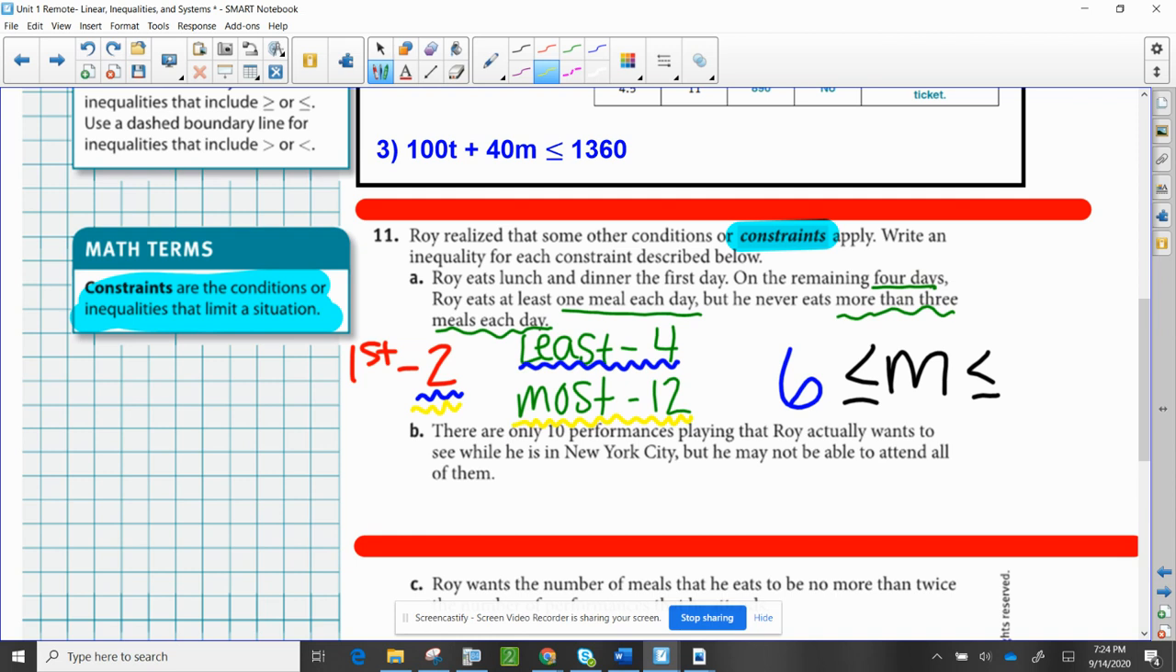So if I combine those, the most amount of meals he's going to have is 14. So we see a range here for his meals. The least amount of meals he'll eat is 6. The most amount of meals he's going to have is 14 total for the 5 days he's there. So again, we count the first day because he's going to have lunch and dinner. So that's 2 meals. And then we look at the remaining 4 days. So the least amount was 4, the most was 12. So combining those, we get this range of number of meals. Okay, so that's one constraint.